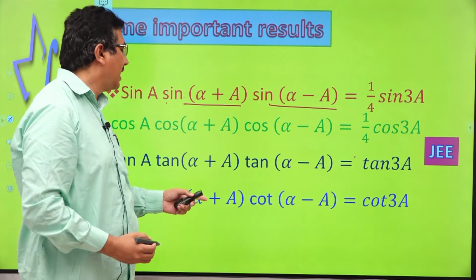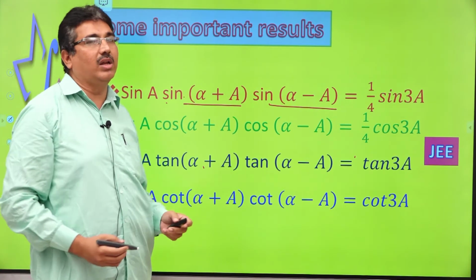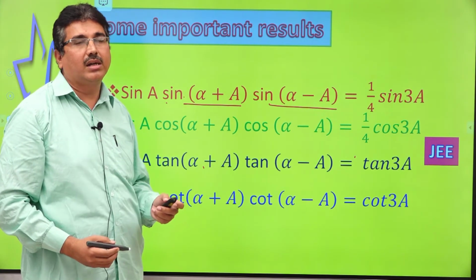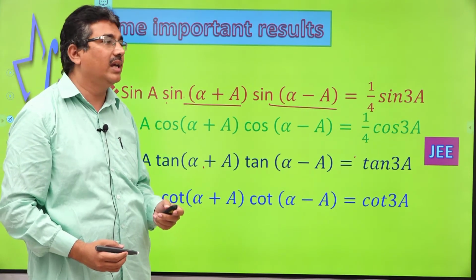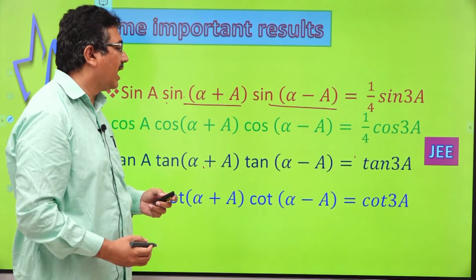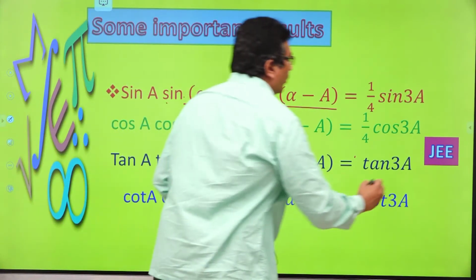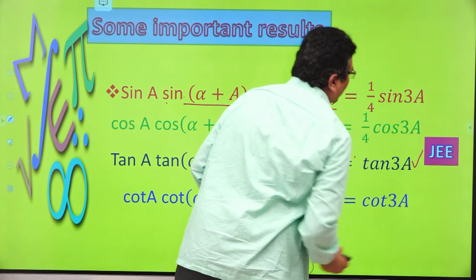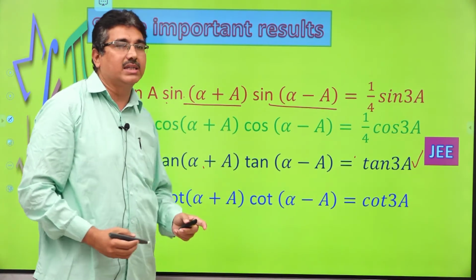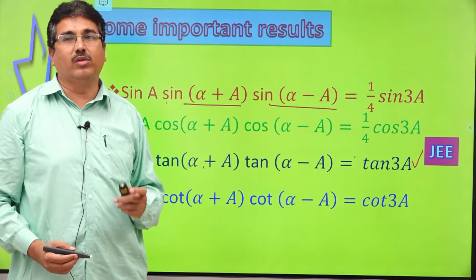Okay, in this also, using the tan A plus B into tan A minus B formula, that is equal to tan square alpha minus tan square A divided by 1 minus tan square alpha tan square A. Simplifying this, we get tan 3A. Right. See the formulas.